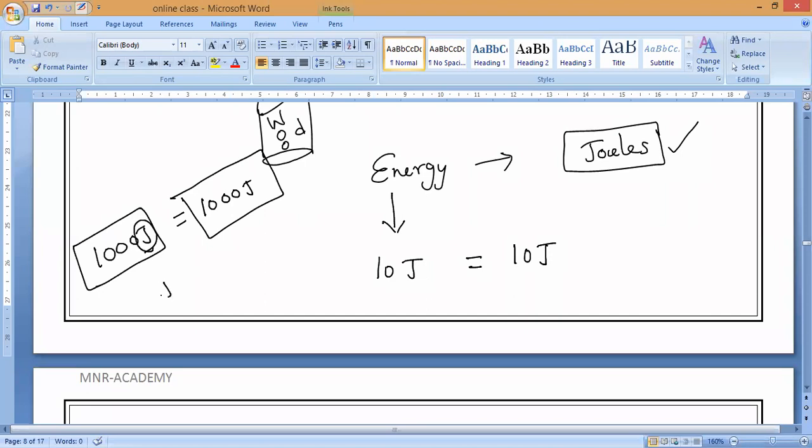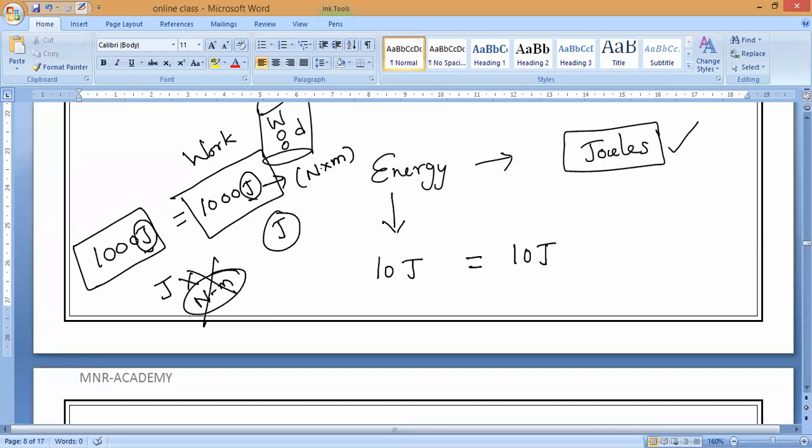The unit of energy is joule, and the unit of work done is also joule. But the unit of work done we can also write in Newton meter, whereas energy you cannot write in Newton meter. Work done we can say in joules as well as Newton meters.